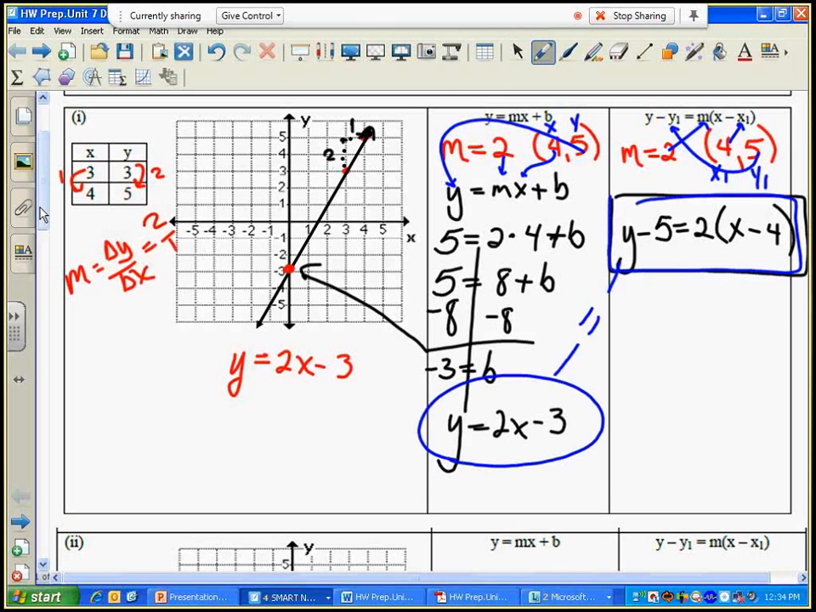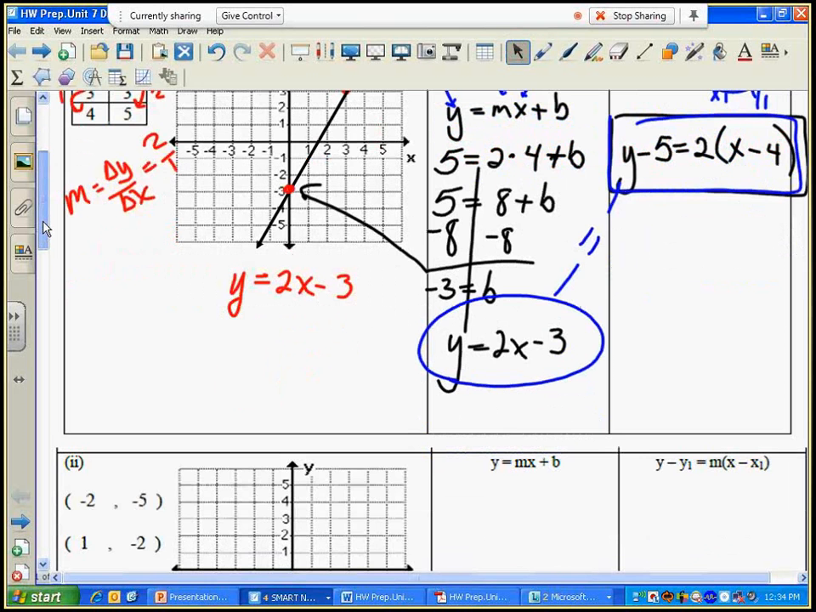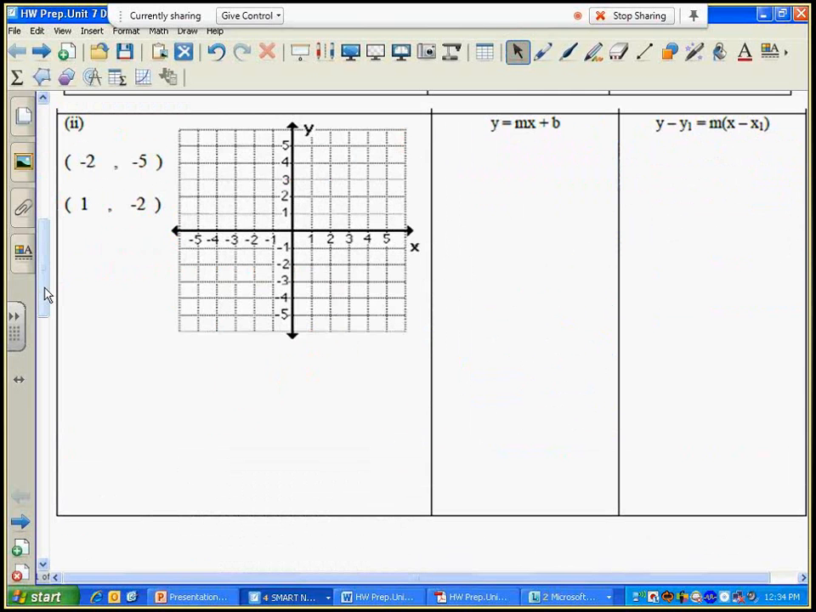Okay, let's try the next one. Here I have the points (-2, -5) and (1, -2). Okay, well, I'm going to find the slope using the slope formula. You'll remember from the first semester that the slope formula is just like this. Okay, so I could go up here and label what these things are. We can find the slope with our formula.